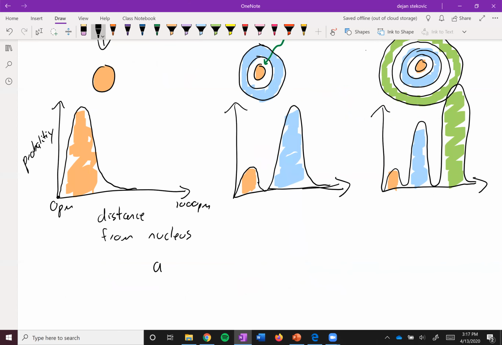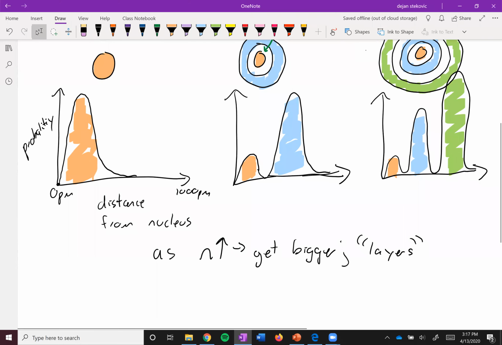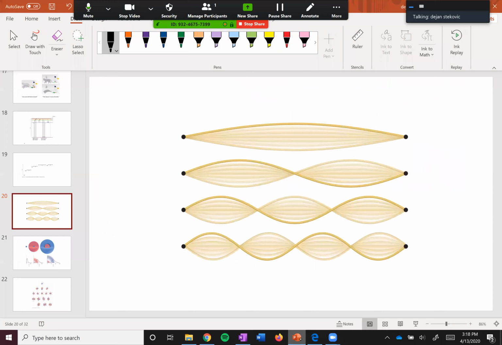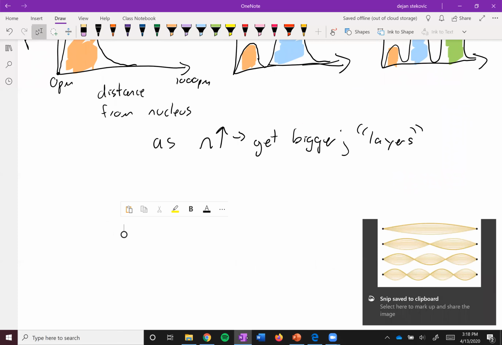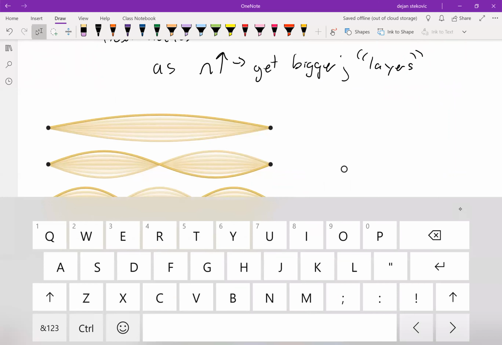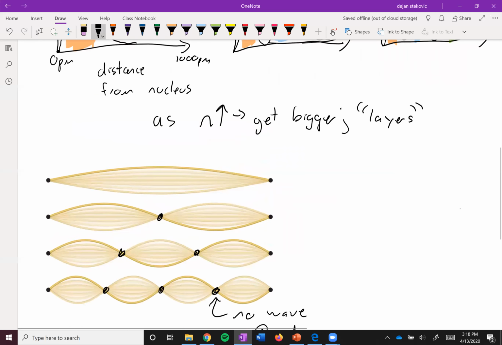So as n increases, we get bigger, and we get kind of like layers of an onion, right? We start developing these layers. And so these nodes, if you kind of think about it, it does actually make sense if you consider it as a wave, right? So we talked about this a little bit before, but we can see that waves have these nodes, right? You have a node right there, you have a node, you have nodes, and you can see there's no wave there, right? And so that's kind of the analogy that we use here.